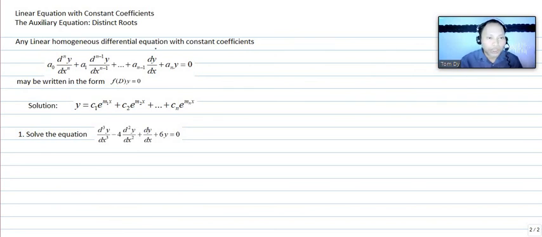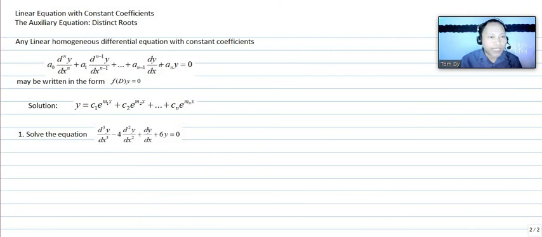Any linear homogeneous differential equation with constant coefficients, like for example this equation, a sub 0 times the nth derivative of y with respect to x plus a sub 1 times the (n minus 1)th derivative of y with respect to x plus dot dot dot plus a sub n minus 1 dy over dx plus a sub n y equals 0, may be written in the form f of D y. This is our differential operator.